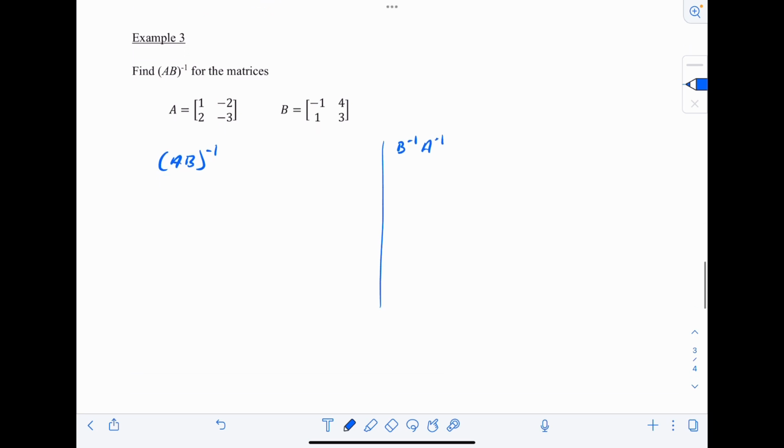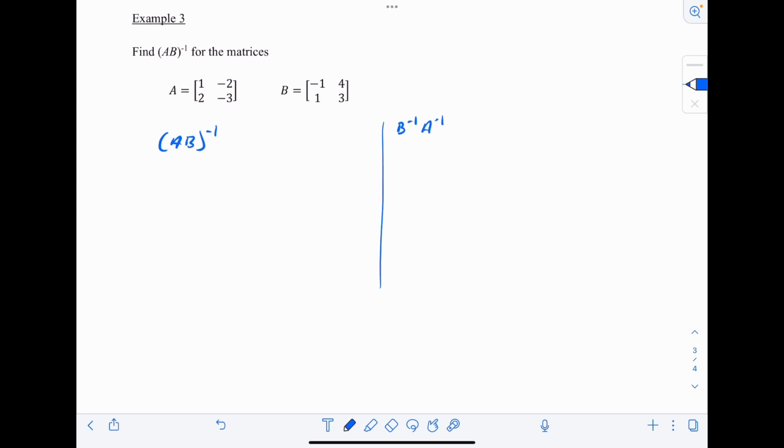All right. For the first one, we're going to multiply A and B together, which in this case is -1, -2 is -3. 4 and -6 is -2. -2, -3 is -5. And 8 minus 9 is -1. So that is our A times B. And now we want to find the inverse of that.